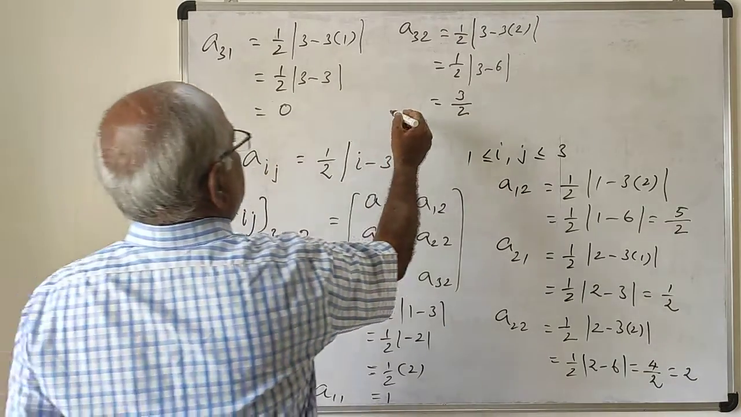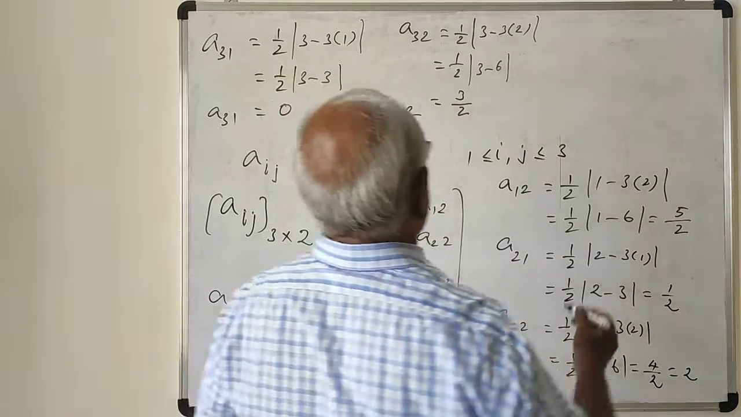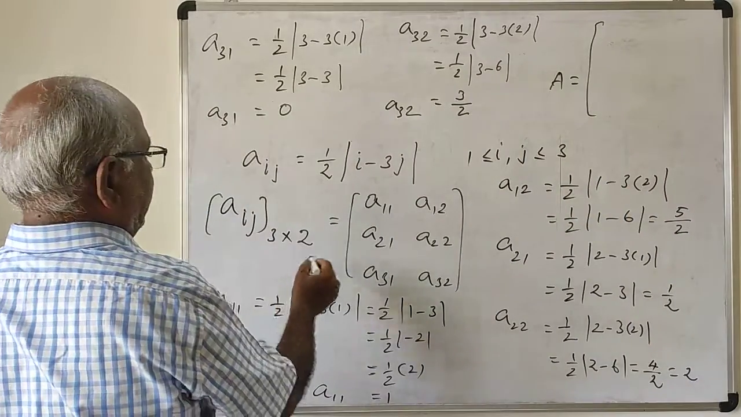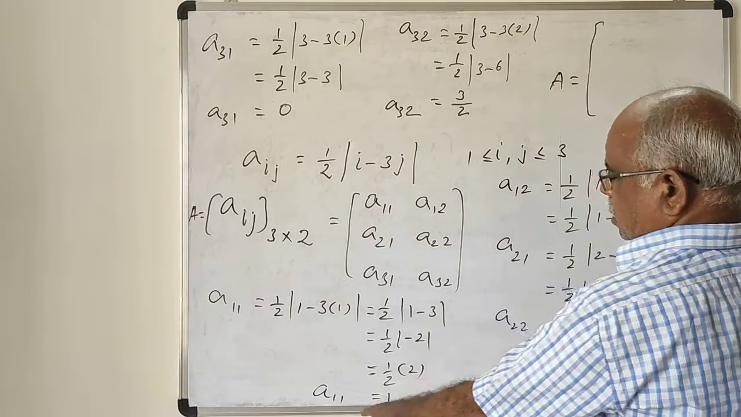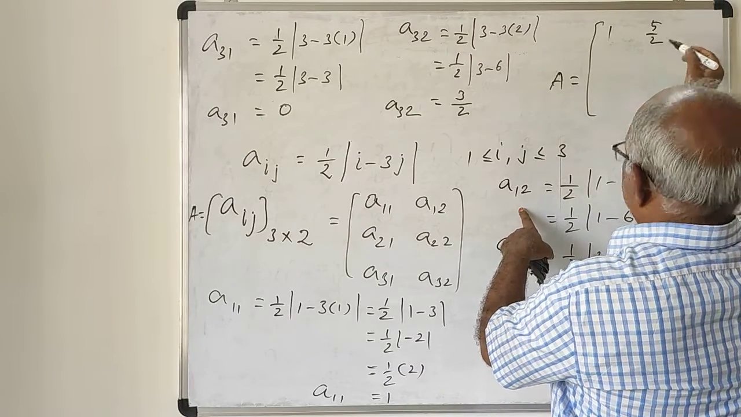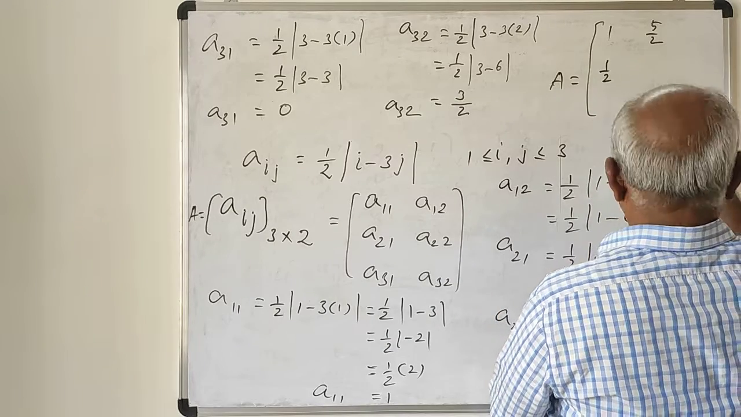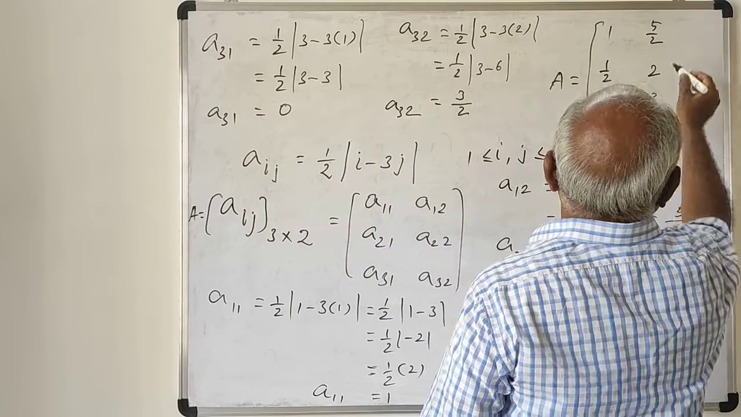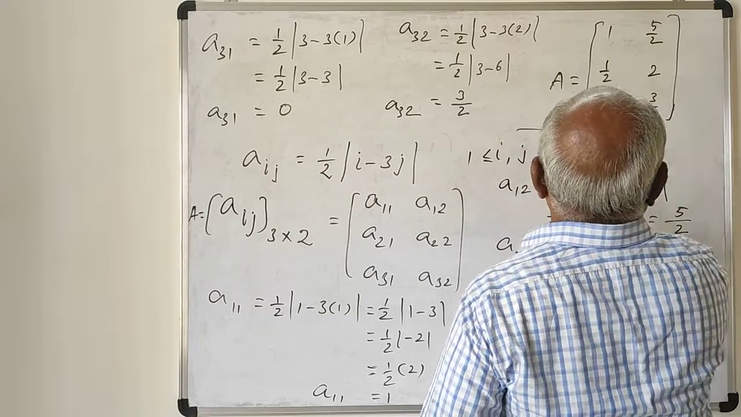Therefore, this is A32, this is A31, all the 6 elements are determined. Therefore, the required matrix A is: A11 is 1, A12 is 5 by 2, A21 is 1 by 2, A22 is 2, A31 is 0, A32 is 3 by 2. So, this is the required matrix using the rule given. That is the answer.